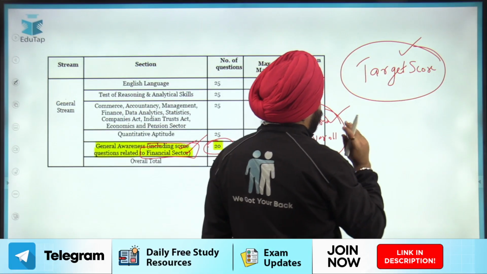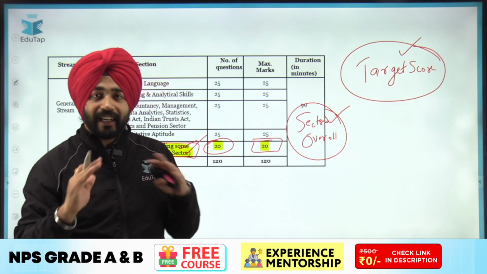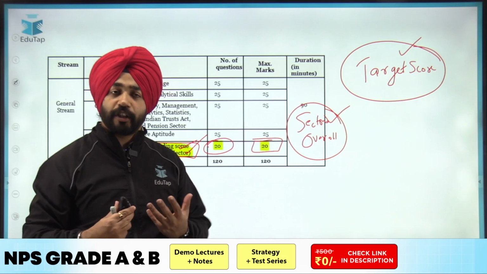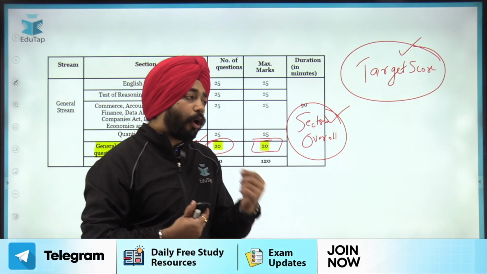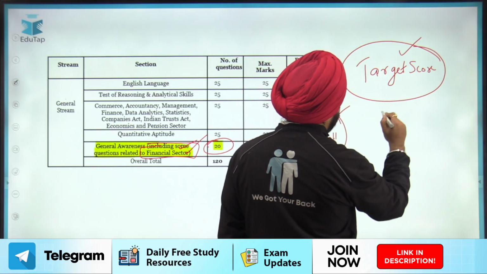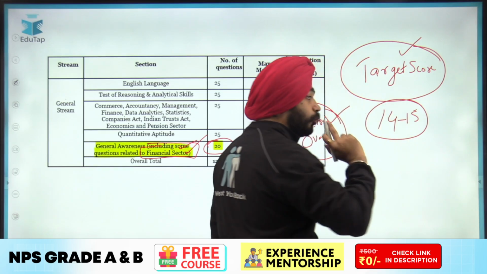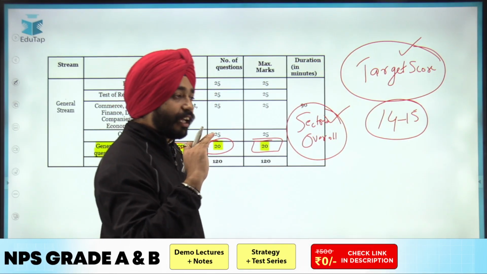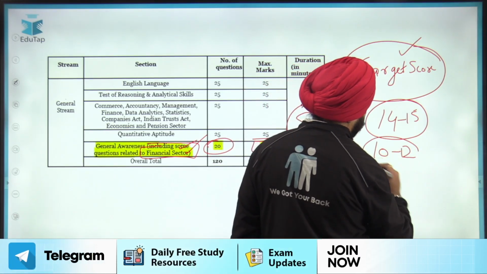How much should the target be? If you are a student who is really commendable in current affairs, who has been preparing current affairs for regulatory bodies examinations for the past 6 to 7 months, I think you will be aiming high here. So your target score, if you are really good in current affairs, I would say 14 to 15 can be a really good score. Except for those students who are into current affairs, for whom current affairs is god. If you are a moderate student, I would say have a target of 10 to 12 questions.